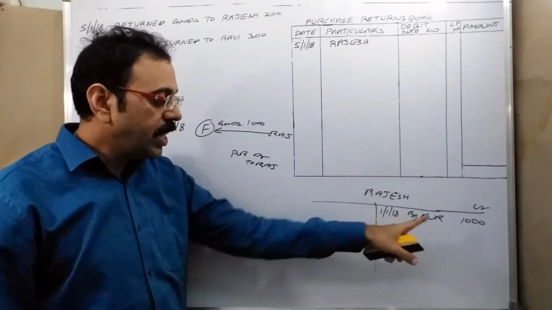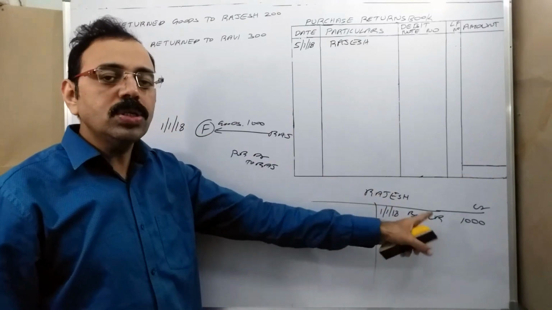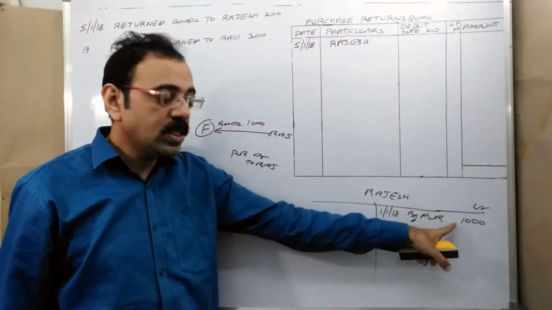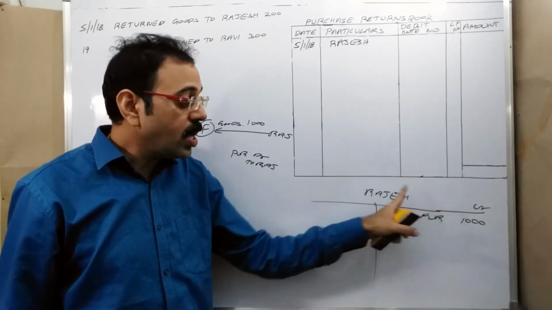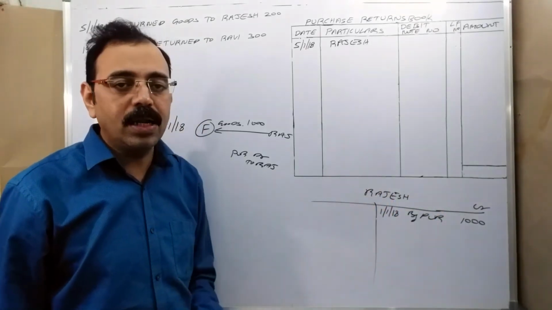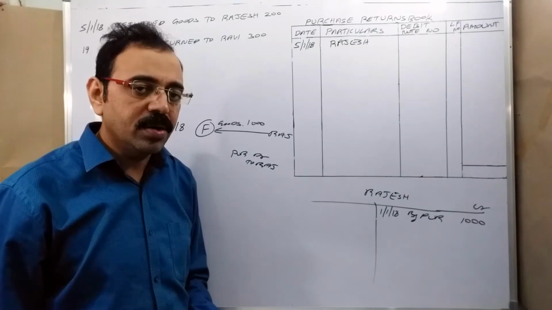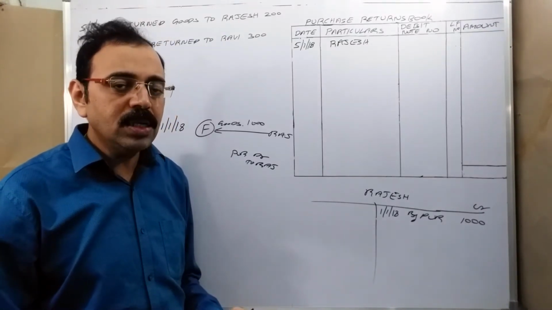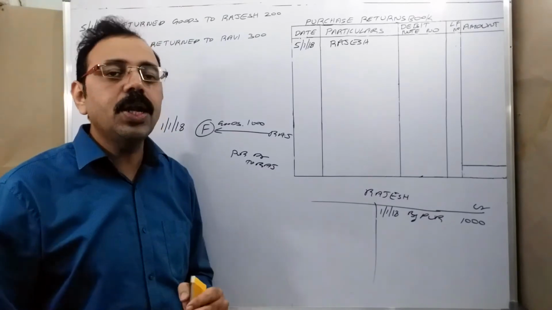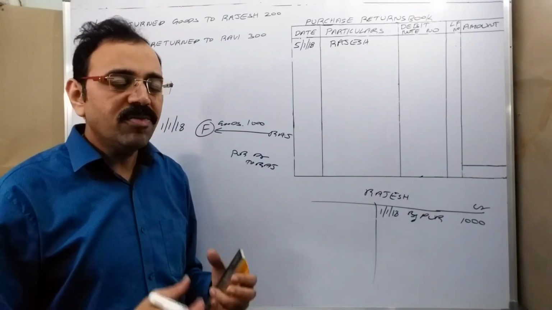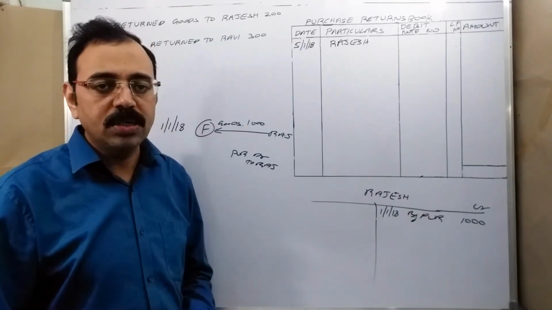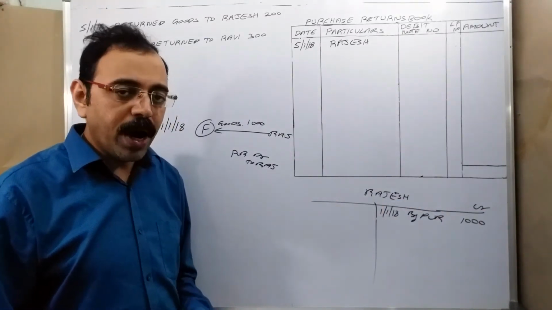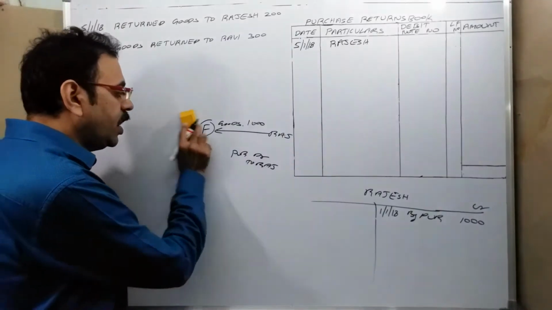You know, whichever side total is more, the account shows that balance. In Rajesh account, the credit side total is more, so Rajesh account is showing a credit balance. What is the meaning of that? If any person account shows a credit balance, then the meaning is he is a creditor to us. Means the firm is liable to Rajesh for how much amount? 1000 rupees.